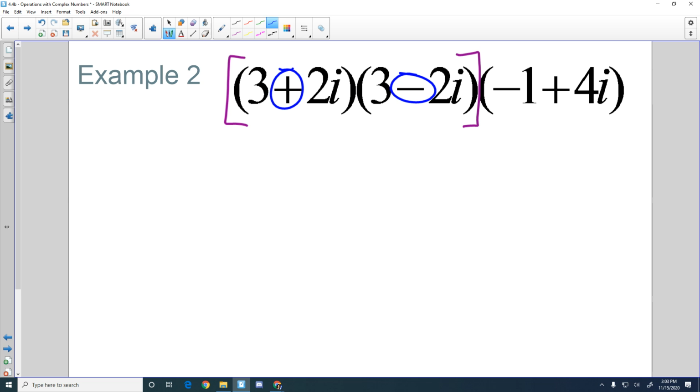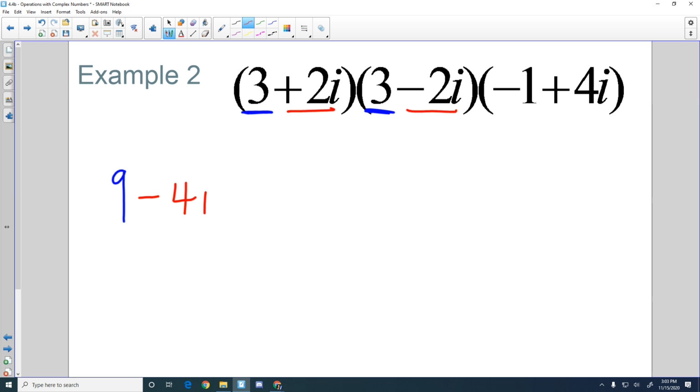If I do multiply these, we're going to get a negative 6i and a positive 6i, which cancel out. So whenever I multiply these first two together, I really just have to multiply the first two terms together, 3 times 3, which is 9. And then I have to multiply the last two terms together. So 2i times a negative 2i is negative 4i squared. Be careful, it's i squared, right? Because you've got an i times i, which is i squared.